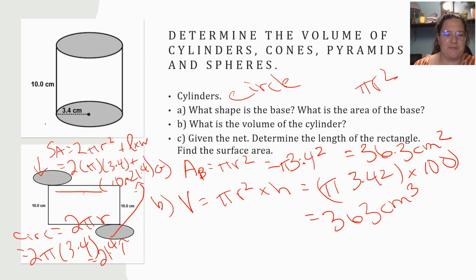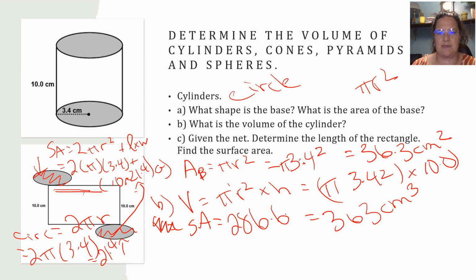So now to put all our surface area in together, 2 times pi times the radius for the top and the bottom, multiplied by 10, which is the height, and 21.4, which is the length of our rectangle, which was the circumference of the circle. And our total surface area is equal to 286.6 centimeters squared because it's surface area.